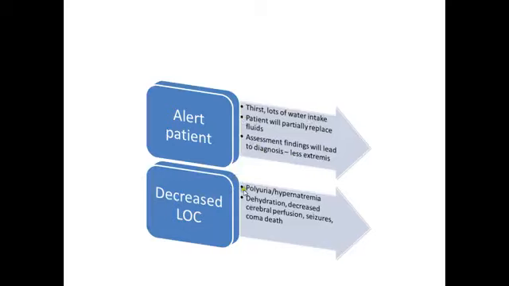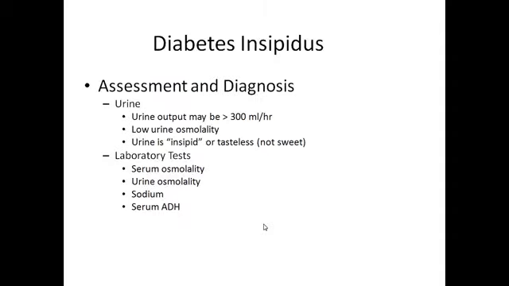But in the other presentation, there will be a history of polyuria, and when you test the patient, there will be severe hypernatremia, dehydration, and decreased cerebral perfusion. They can have seizures, coma and death. So if not treated properly and in time, these patients can die.